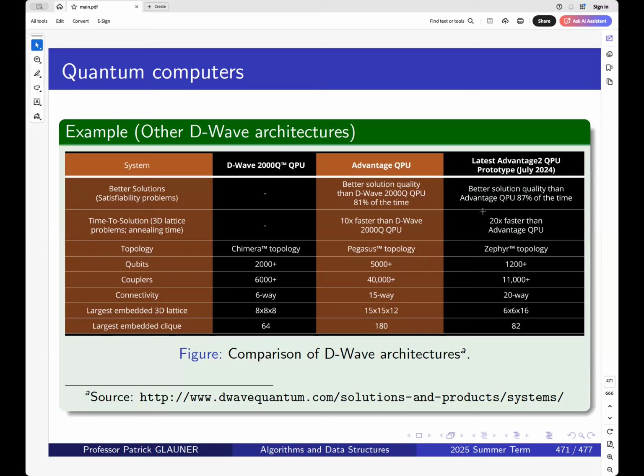And they claim this one is 20 times faster than the Advantage QPU, and the Advantage one claimed it's like 10 times faster than the D-Wave 2000Q, so 200 times faster. But anyway, these are often promotional numbers for specific use cases. One would need to analyze this in greater detail. But we see it's an active field where D-Wave keeps producing and selling more powerful quantum computers, and so does IBM as a different vendor.